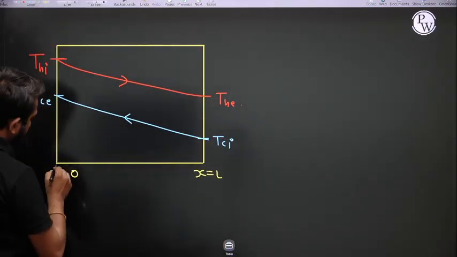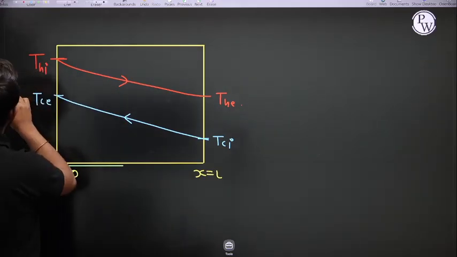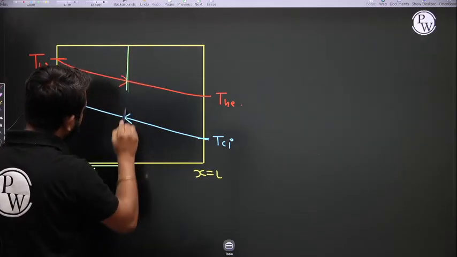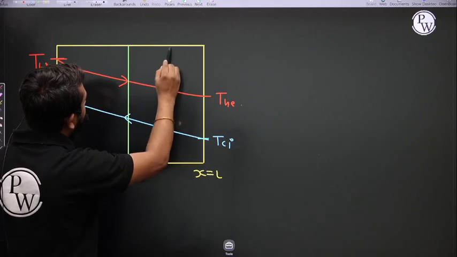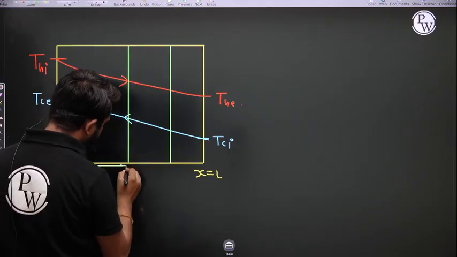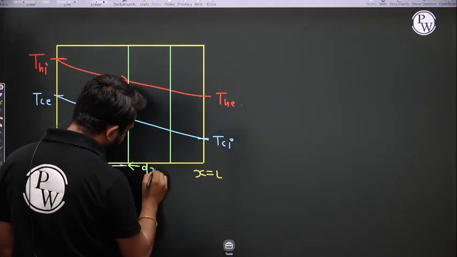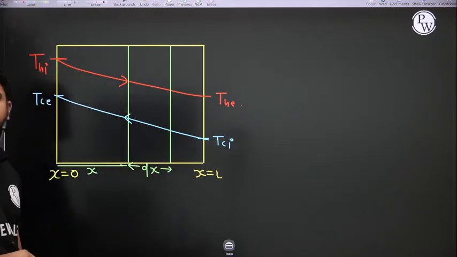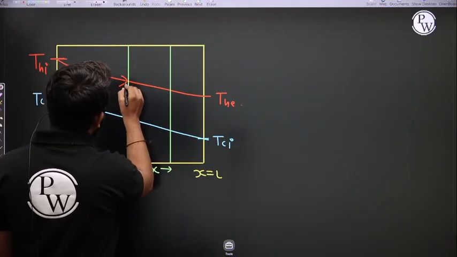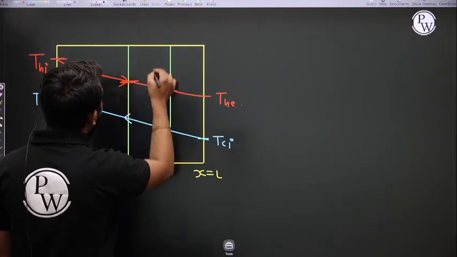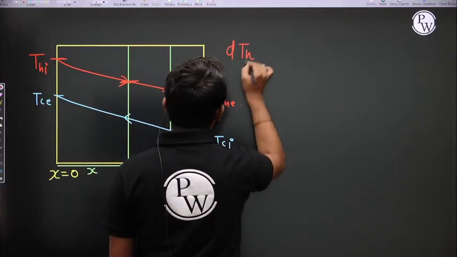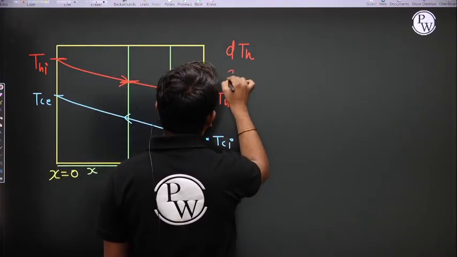Now see here. I am considering a small element at a distance x. I am assuming the thickness of this small element as dx. And the temperature difference for the hot fluid is dTh, and the temperature difference for the cold fluid is dTc.